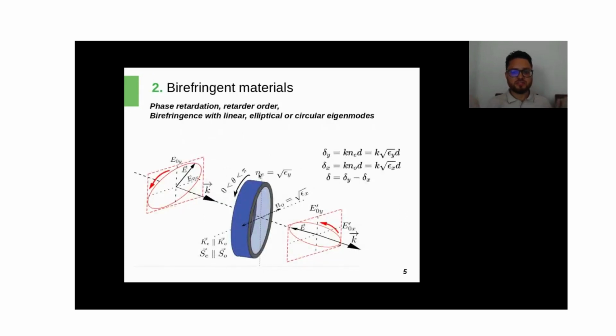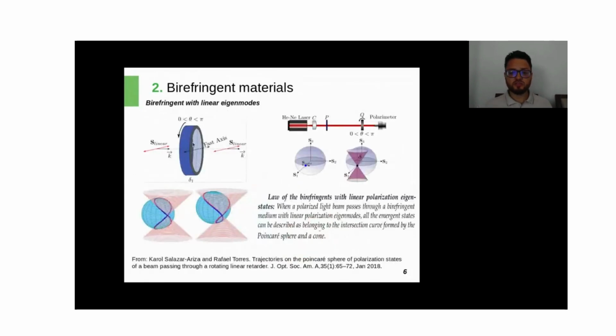Birefringent materials in general are anisotropic materials that introduce phase retardations through the eigenstates of the birefringent material. In general, they could be linear, elliptical, or circular eigenmodes. First of all, the most used are linear birefringent materials, which are very useful in wave plates, commercial wave plates, half wave plates, quarter wave plates. These are linear birefringent materials because they have linear eigenmodes. When we input a linear state, we could obtain, at a specific rotation of the wave plates, the same output state.